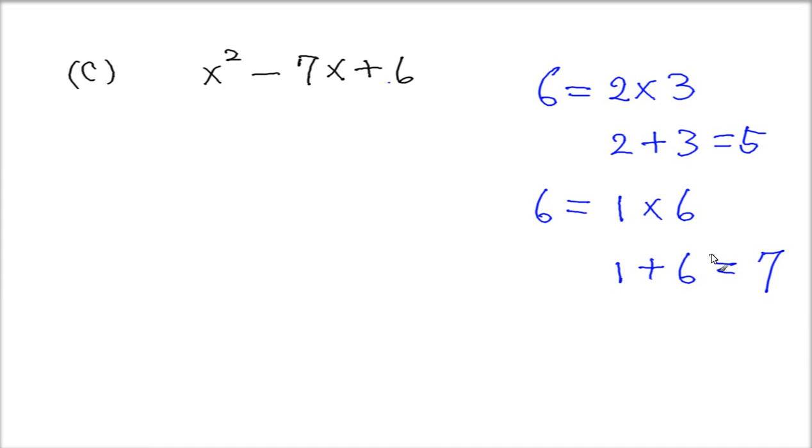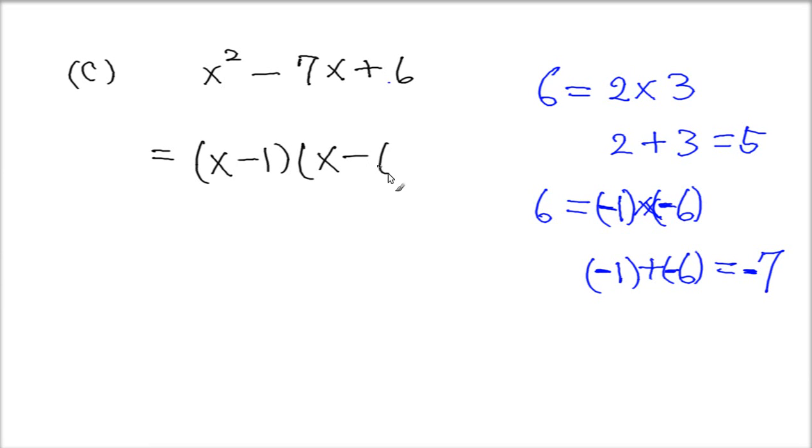We wanted negative 7, but we have positive 7 here. So how do we change this to negative 7? Well, if you want negative 7, we better have negative 1 and negative 6. So negative 7 is negative 1 plus negative 6. If you change the signs here, you also have to change the sign here too. So negative 1 times negative 6 is positive 6. So this is the pair of numbers we wanted to find. And the answer is x minus 1 times x minus 6.